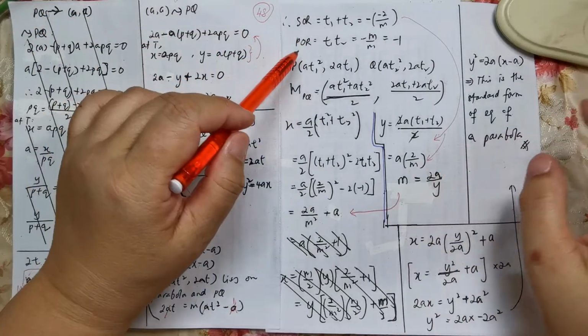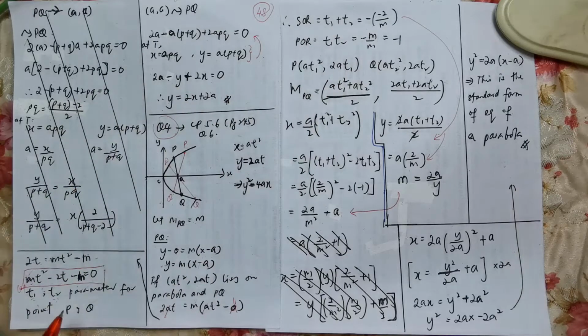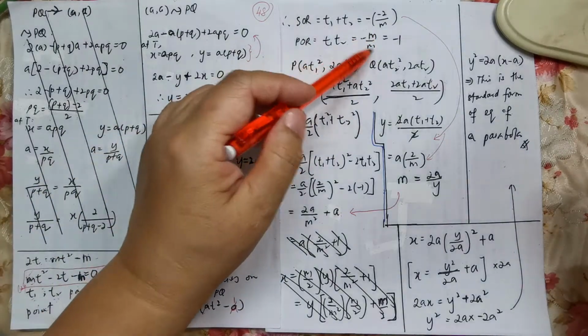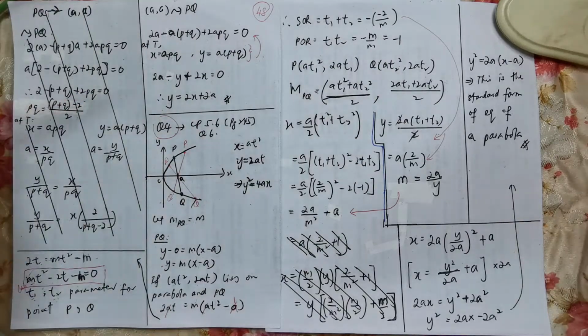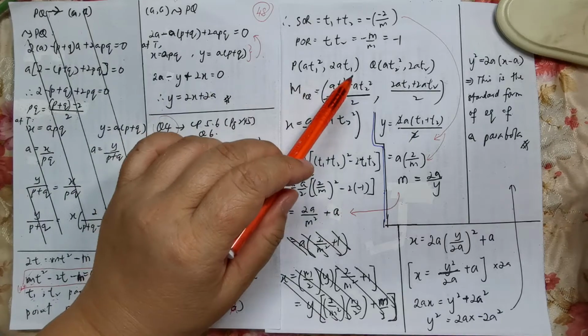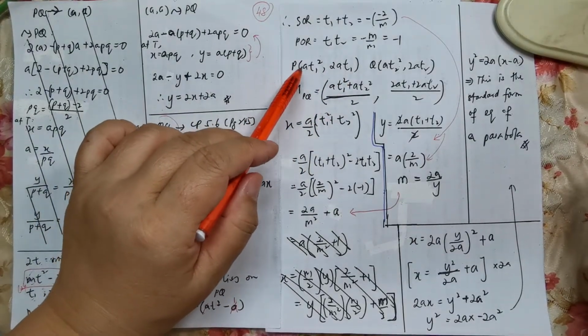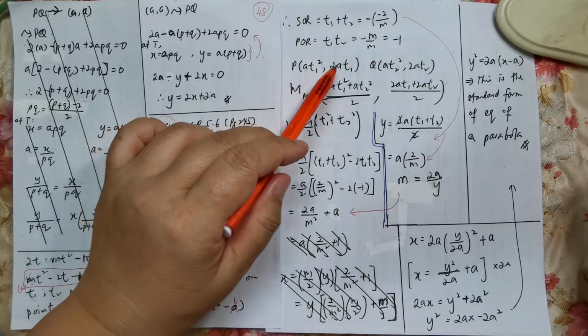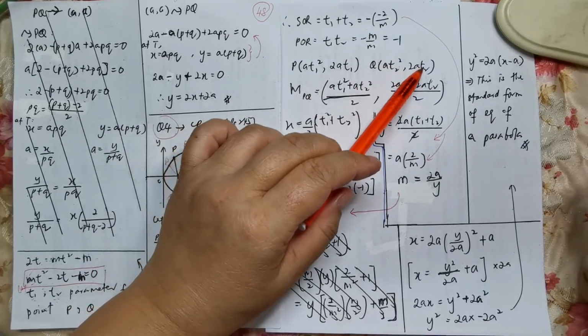Then the product of roots t1 times t2 is c over a, which is negative m over m, so the POR is negative 1. Just now we said t1 and t2 are the parameters for points P and Q. So point P is (at1 squared, 2at1), and Q is (at2 squared, 2at2).